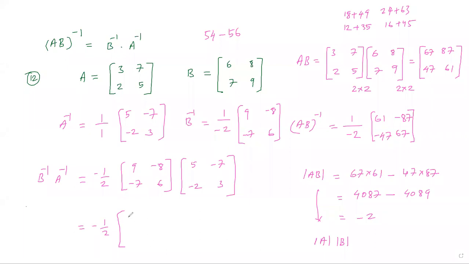Okay, 9 into 5, 45, plus minus 8 into minus 2, that is 16. So it became 61. Similarly, 9 into minus 7, minus 63, minus 24. Look, this became minus 87. Minus 35, minus 12, this became minus 47. 49 plus 18, this became 67.